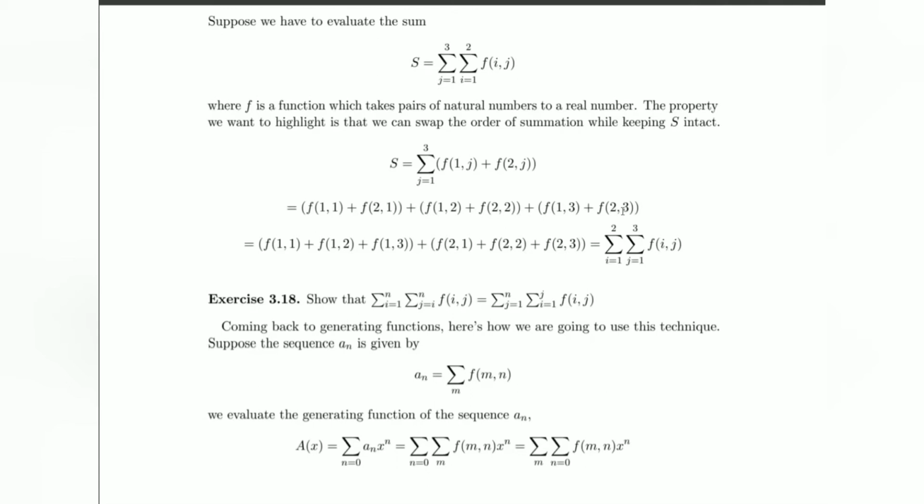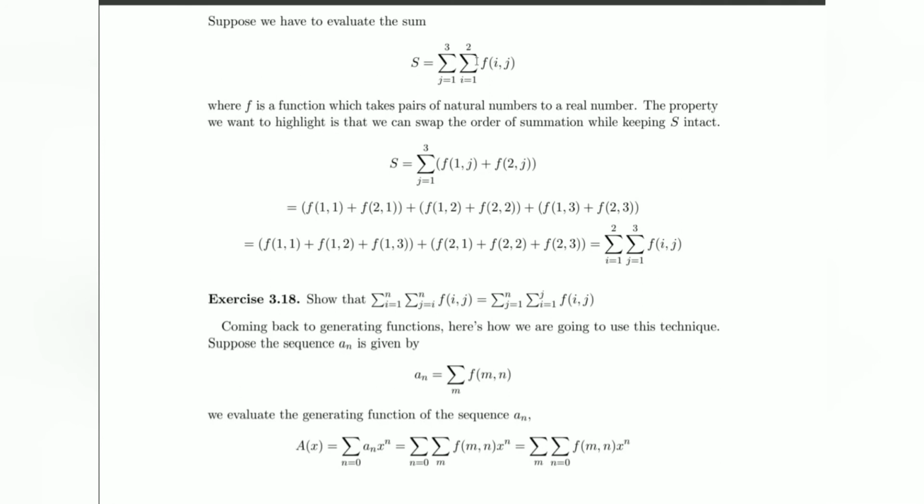Change the order. Instead of summing this first, then this, and then this, you sum by taking the first summands of every sum, and then taking the second summands. So this is f(1,1) + f(1,2) + f(1,3) + f(2,1) + f(2,2) + f(2,3), and you can see this is the sum over i equal to 1 to 2, the sum over j equal to 1 to 3, of f(i,j). Note that the sigma signs are interchanged, but that does not change the value of S.